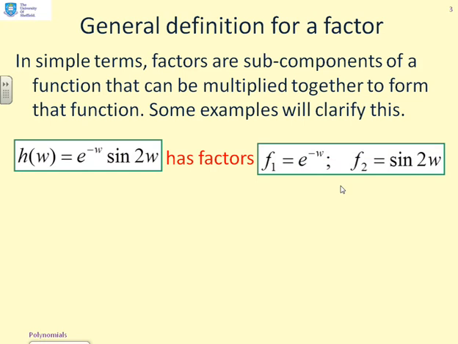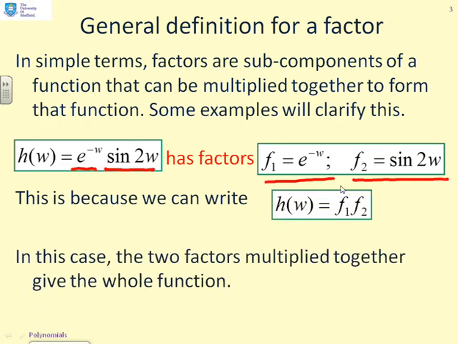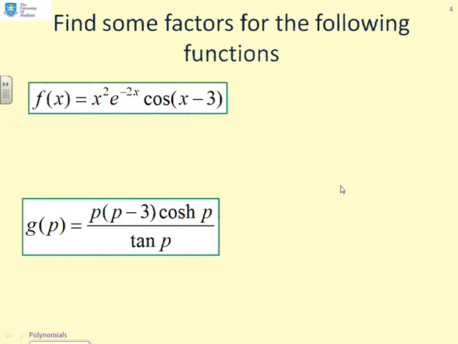So here you can see we've got h of w equals e to the minus w times sine 2w. The key thing is that we've got two smaller functions multiplied together. So each of these functions are factors of h of w. We've got a factor e to the minus w and a factor sine 2w. And if you want to see how this works out, we can write h of w equals f1 times f2. That's why they're factors. In this case, the two factors multiplied together give the whole function. Now, let's look at a second example.